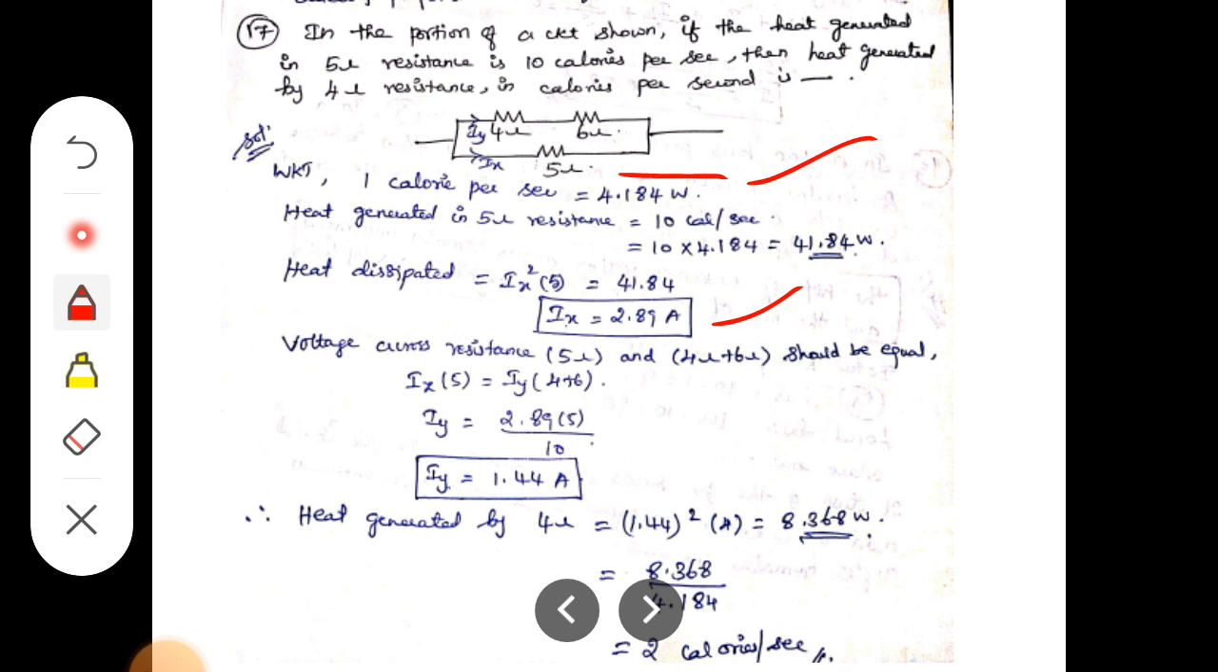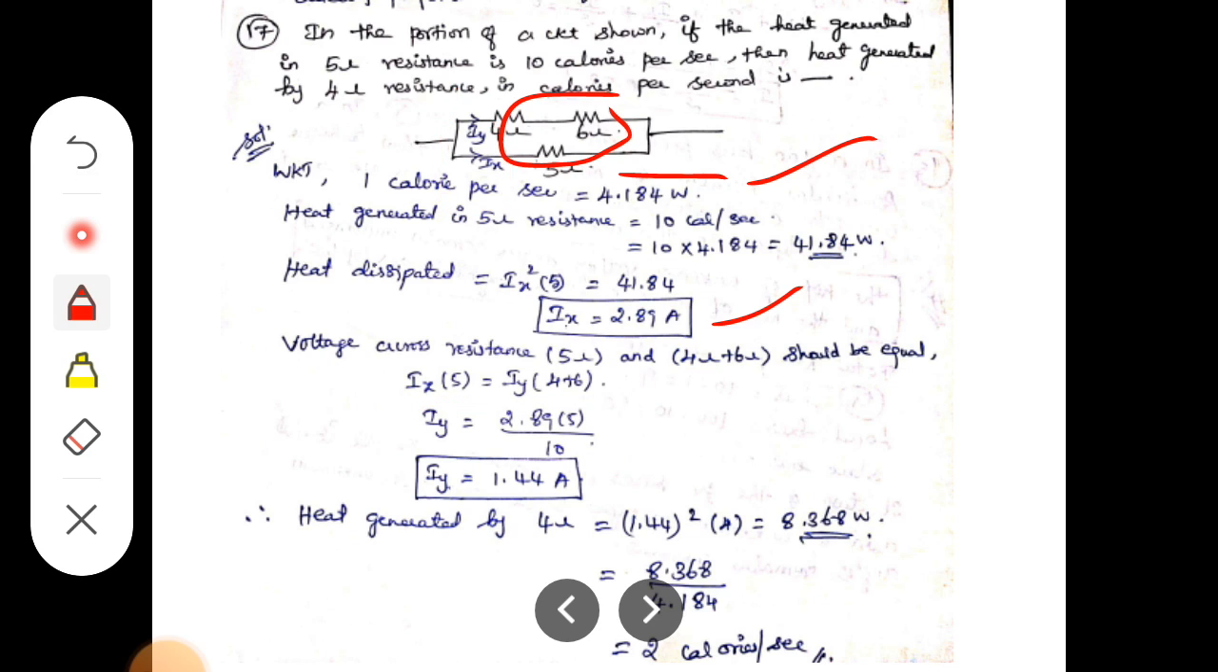Then the voltage across the 5 ohm resistor and the series connection of 4 plus 6 ohm resistors we want to calculate. Both are in parallel connection, so the voltages are equal. So we want to calculate the branch currents Ix and Iy. We know the Ix value is 2.89, so we calculate the Iy value. Both are parallel, so both voltages are equal: Ix into 5 equals Iy into 4 plus 6, as both are in series. So Iy is equal to 2.89 into 5 divided by 10, so Iy is equal to 1.44 amps.